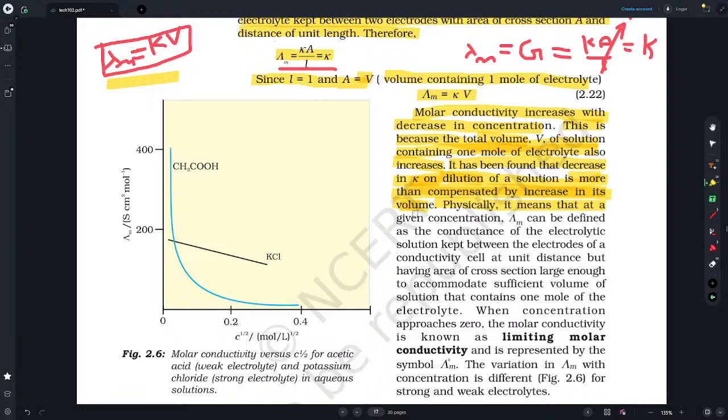Physically, it means that at a given concentration, molar conductivity can be defined as the conductance of the electrolytic solution kept between the electrodes of a conductivity cell at unit distance but having area of cross section large enough to accommodate sufficient volume of solution that contains 1 mole of electrolyte. When concentration approaches 0, the molar conductivity is known as limiting molar conductivity. Let's read again. When concentration approaches 0, the molar conductivity is known as limiting molar conductivity.